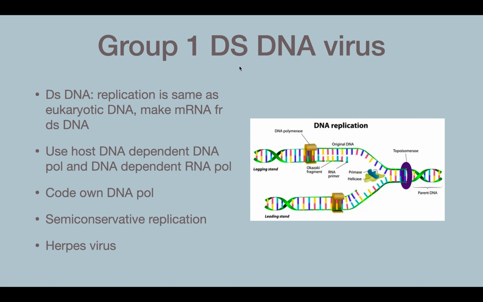So, the group 1 or double-stranded DNA viruses, replication is the same as the eukaryotic virus. There's the semi-conservative replication, the topoisomerase is needed, DNA polymerase is needed, and you make mRNA from double-stranded DNA. So, the double-stranded DNA viruses are pretty lucky. They don't need to carry anything on them. They are going to just use the host enzymes in order to replicate. The only difference is they're going to code their own DNA polymerase. So the herpes virus is one of the examples.